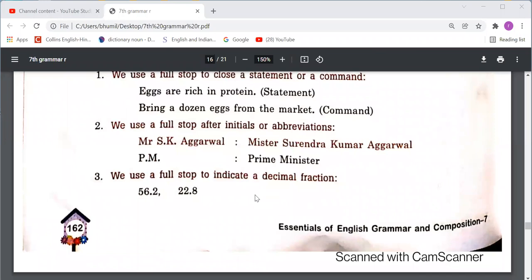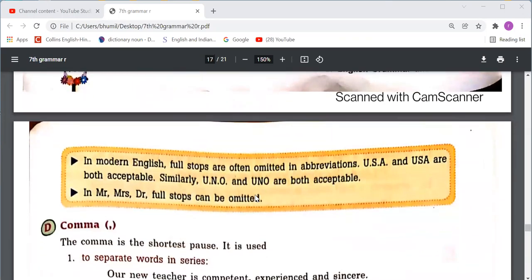Third point, we use a full stop to indicate a decimal fraction. So for a decimal fraction also we use a full stop, like 56.2, 22.8. Okay, for this also we need to use the full stop. Now this point, next page.